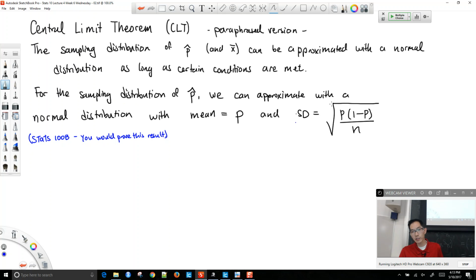The standard deviation, this is a little bit less intuitive. I'm not going to try to derive or explain where this is coming from. We're just going to say this is the standard deviation here. Let's do a little example here. The example we've been using was that in the population, we'll say 30% of the candies are orange.